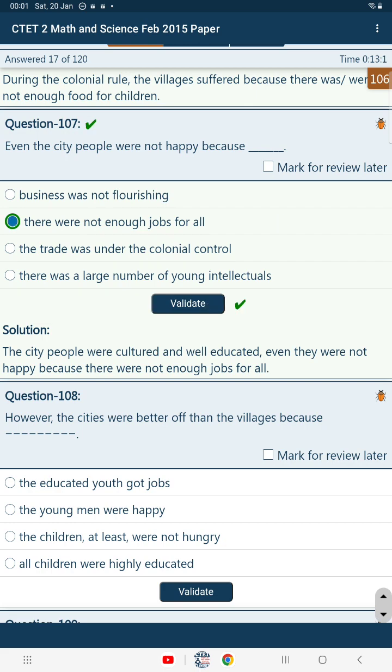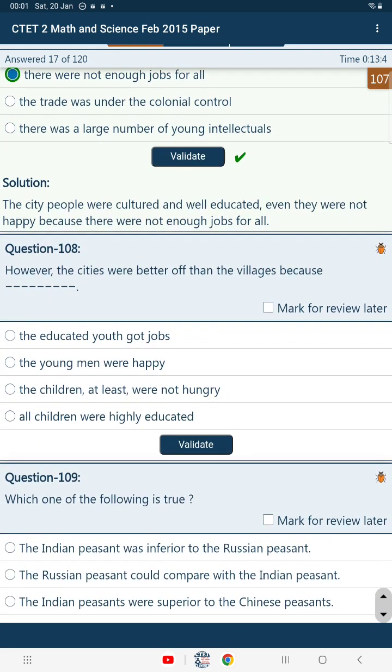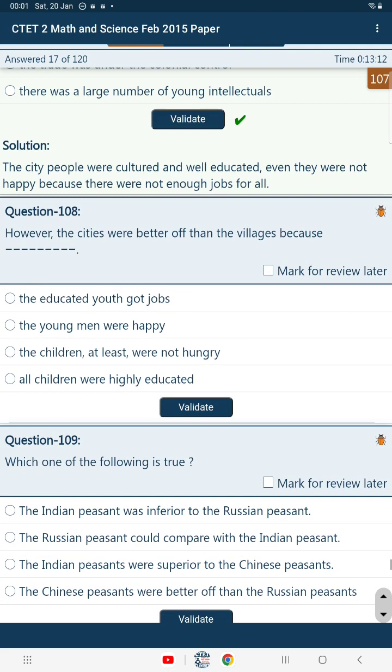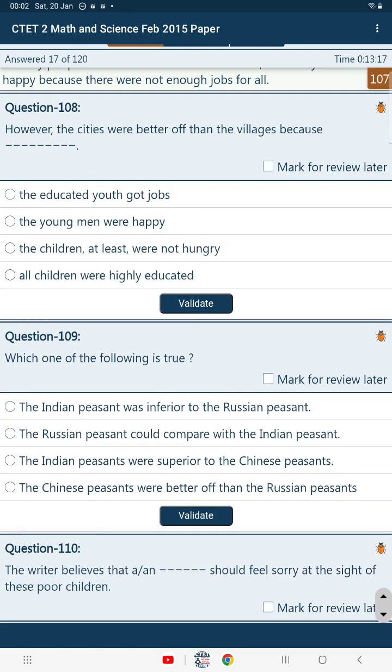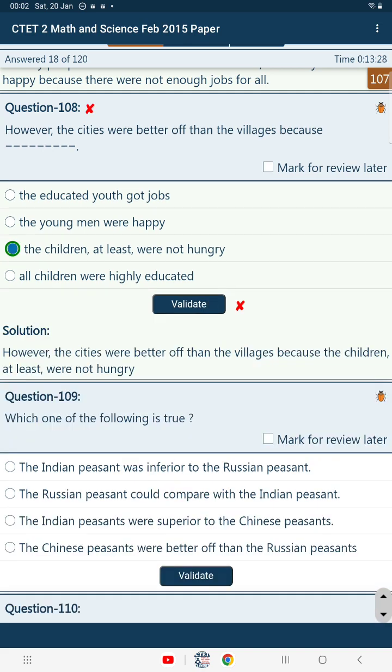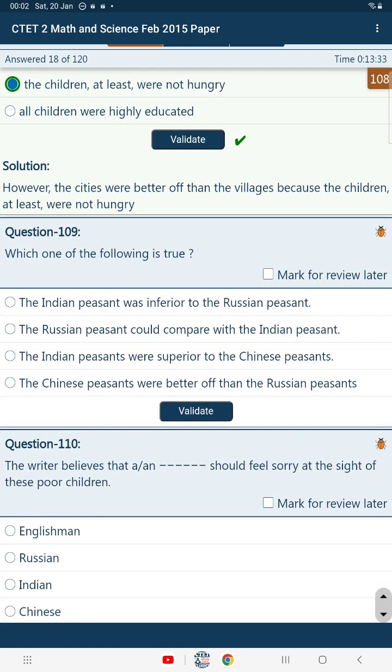The city people were cultured and well educated. Even they were not happy because there were not enough jobs for all. However, the cities were better off than the villages because educated youth got jobs. The children at least were not hungry. However, the cities were better off than the villages because the children at least were not hungry.